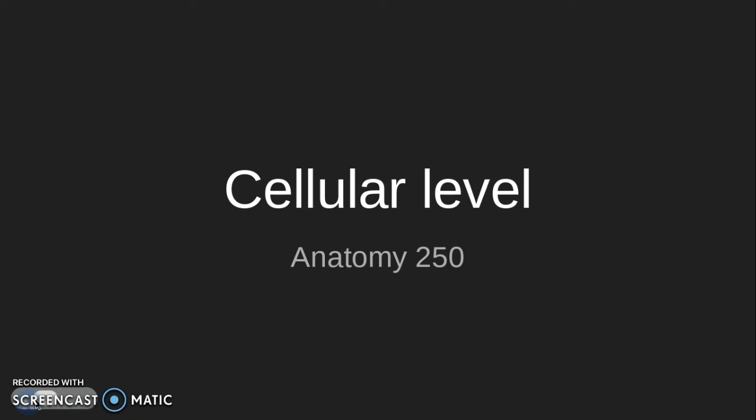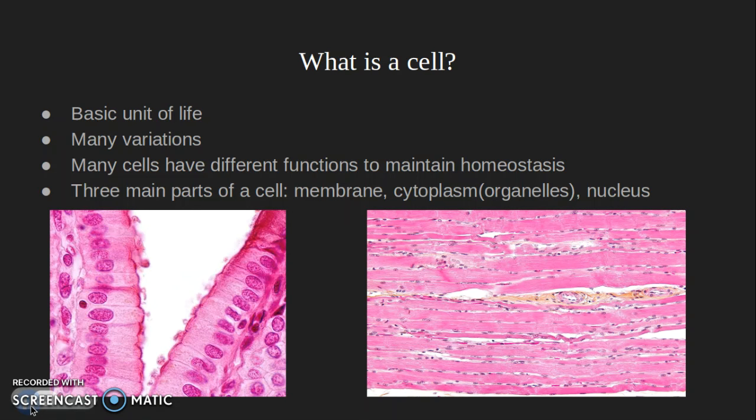I'm going to talk about the cellular level. So what is a cell? A cell is the basic unit of life, meaning that they have organization, the ability to reproduce and grow, use energy, respond to stimuli, and most importantly, maintain homeostasis. Also, there are many variations of cells within the human body that perform different functions.